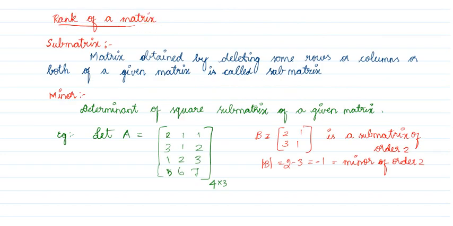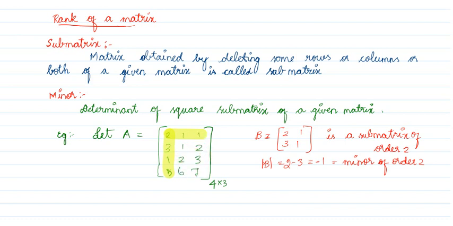Rank of the matrix. Before getting to know what is rank of the matrix, we need to know what is submatrix and minor of a matrix. A submatrix is obtained by deleting some of the rows and some of the columns, or both. And a minor is the determinant of a submatrix, and it should definitely be a square submatrix. For finding a minor, it should be a square submatrix, whereas a submatrix can either be a square matrix or need not be.